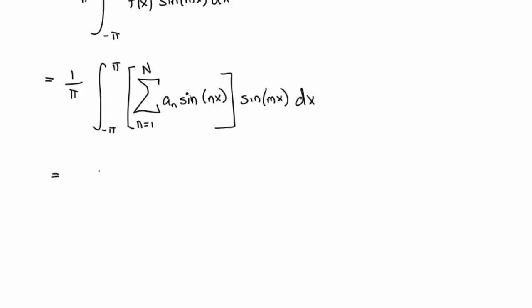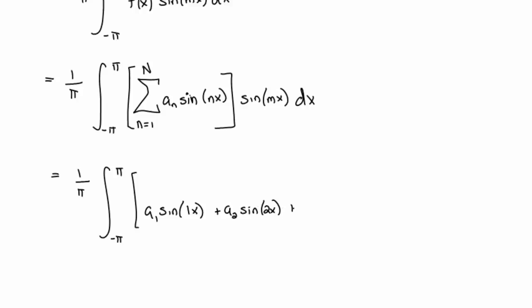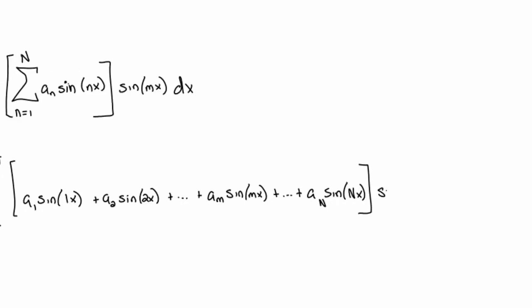And this summation is just a bunch of sines throughout, in fact. So if you take a look at this, this can be 1 over pi, integral from negative pi to pi. And I'm going to write it like this. It's going to be a1 sine of 1x plus a2 sine of 2x plus dot, dot, dot, all the way down the line, plus eventually you get to a sub m sine of mx plus dot, dot, dot, all the way down the line to a sub capital N sine of capital Nx. And all that is being multiplied by sine of little mx dx.